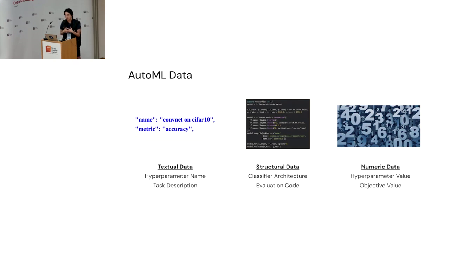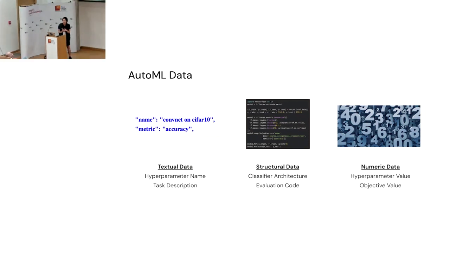Another set of data might be structural data. So this includes things like the classifier architecture, right? A lot of us do neural architecture search. It might be useful for the LLM to also understand these kinds of components. And even things like evaluation code, right? For instance, if we're trying to do hyperparameter tuning on a CIFAR10 training task, it might be very helpful to let the LLM see the actual evaluation code, the actual training code. That might give a lot of context on what the objective function is doing.